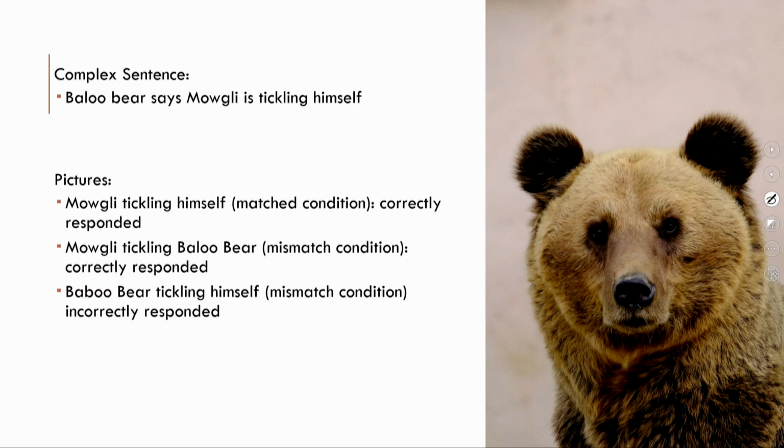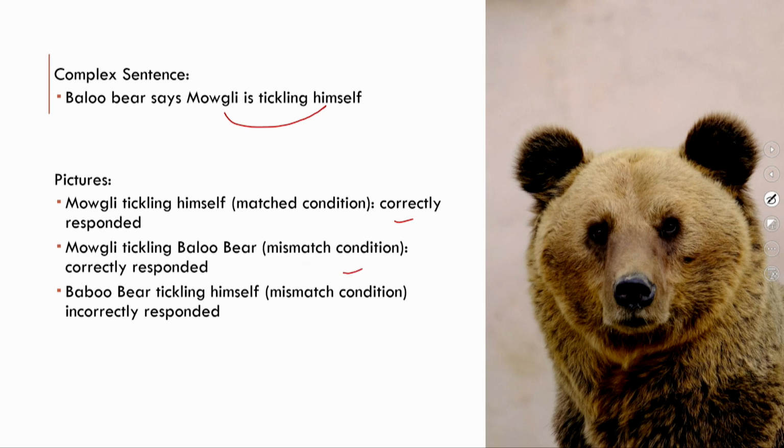Now, in this case "himself" has to agree with Mowgli, because this is the local domain; that is what the theory says. In the local domain the reflexive has to agree with the subject. So, when Baloo Bear says Mowgli is tickling himself, the person getting tickled is Mowgli. The pictures were of 3 types: Mowgli tickling himself, which is the matched condition, and the children responded correctly to this. Another picture, Mowgli tickling Baloo Bear, is a mismatch condition, and this also they responded correctly.